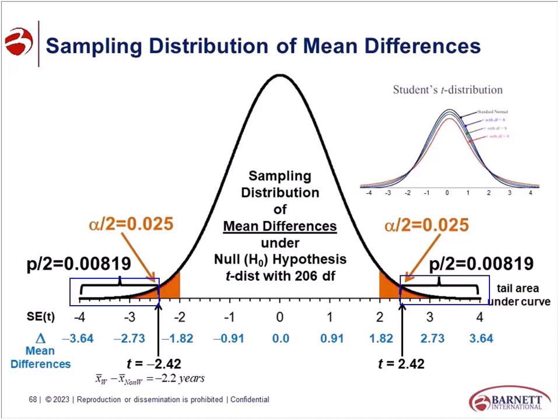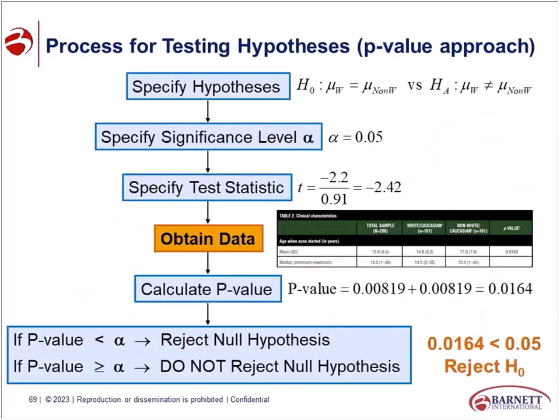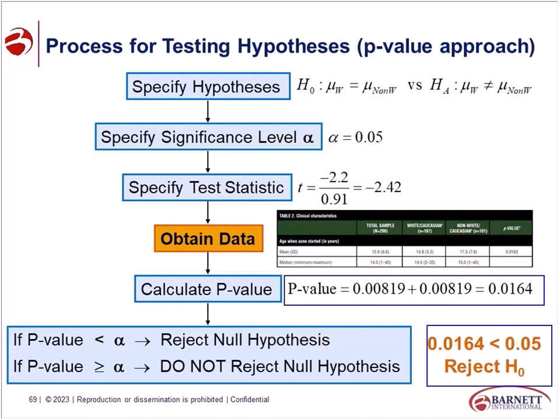So we have, in both cases, 0.00819. That's our area under the curve. And we add those two numbers together and we come up with a p-value. Okay, so that's our exact measure of chance. How far are you from 0 in terms of probability? And that is the p-value. Okay, so we add up the two areas and we get 0.0164. And so by convention, we reject the null hypothesis.